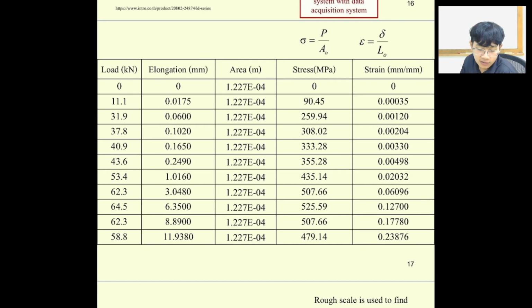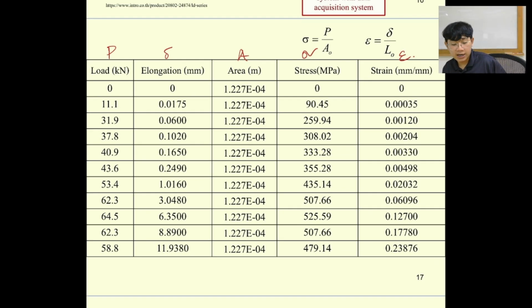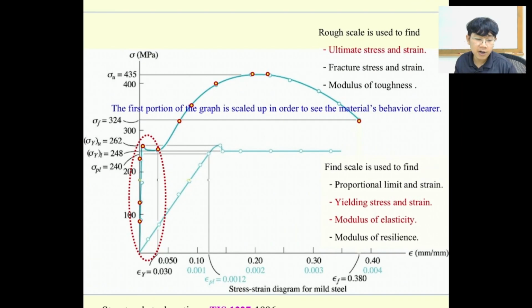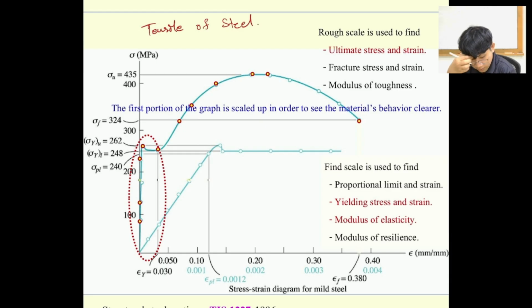Okay, after we test it, if I put a strain gauge on my sample, the report is going to provide me the force P over here and the elongation over here. Then I input the area into the computer, and it's going to provide me the stress and the strain automatically. Then I use that to plot in here. For example, if I test the tensile test of steel.